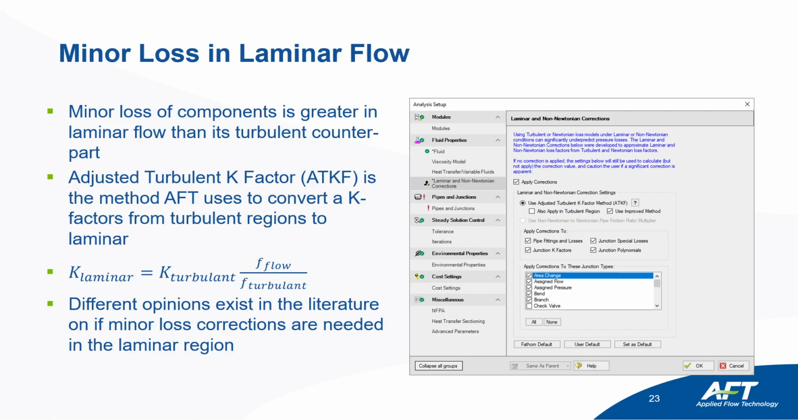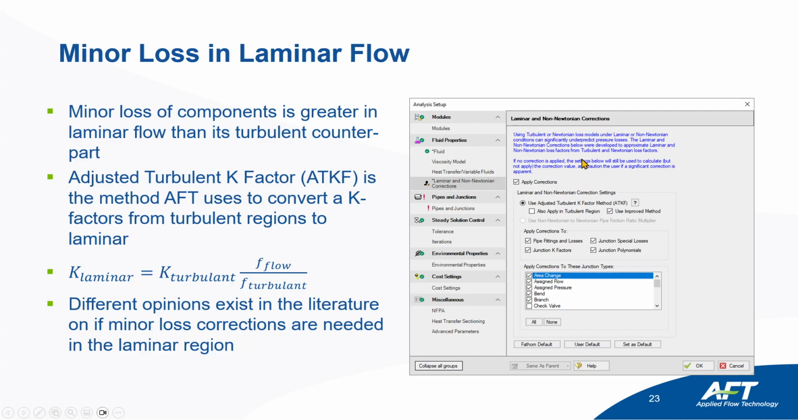Starting with the minor loss in laminar flow, the minor loss found in components is going to be greater in laminar flow than it is in its turbulent counterpart. One of the ways that we calculate and account for this is what we call the adjusted turbulent K factor, ATKF. And it's the method that we use to convert a K factor from the turbulent regions to the laminar regions. When you go to your analysis setup menu, you'll see a laminar and non-Newtonian corrections tab.